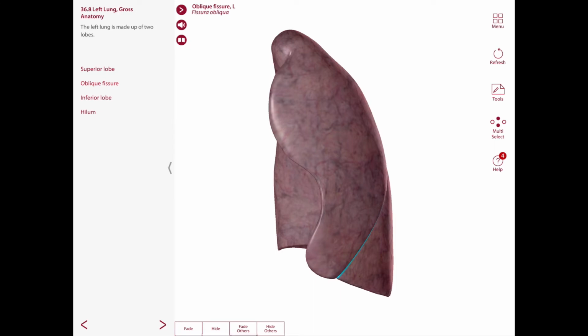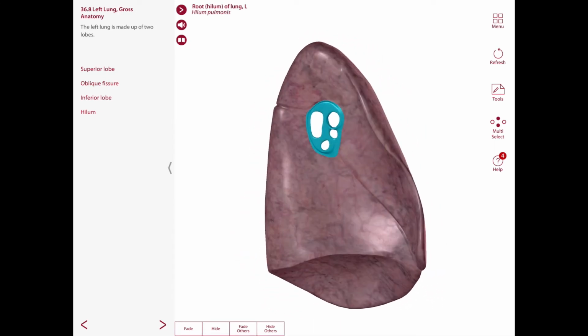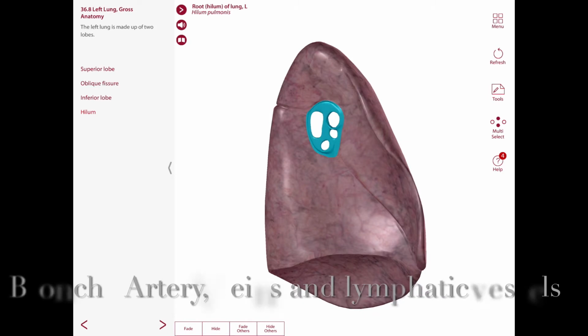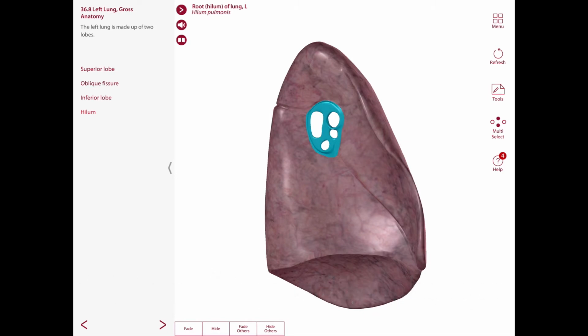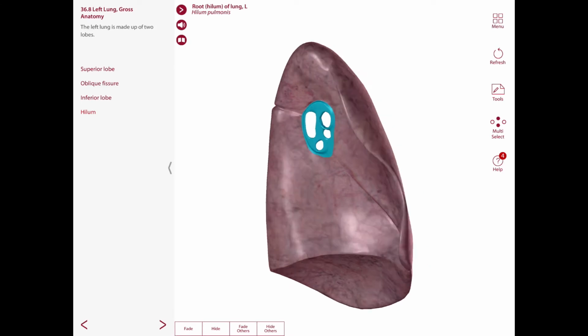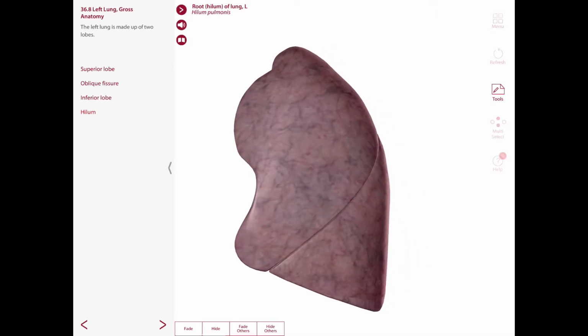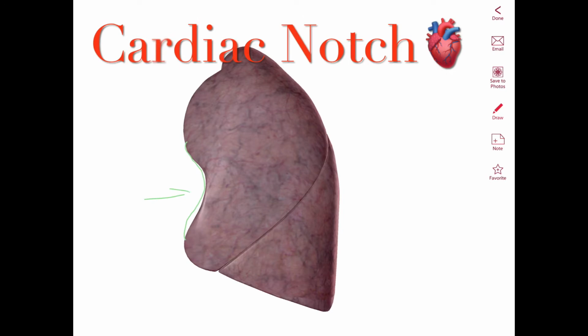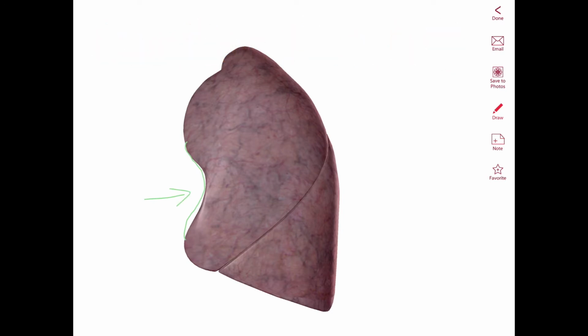Both of them have a structure called the hilum, which is a common passage of the bronchi, pulmonary veins and arteries, and lymphatic vessels. Now, in the left lung, we can also find this area right here known as the cardiac notch, which is a concave surface that allows space for the apex of the heart.